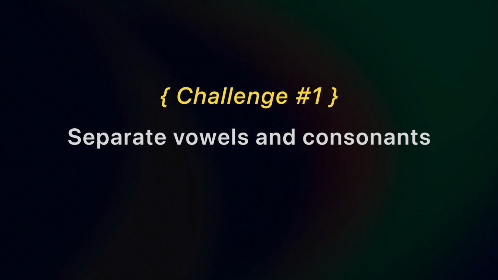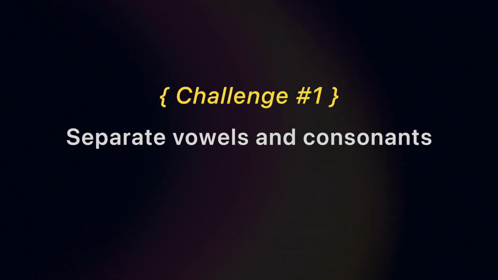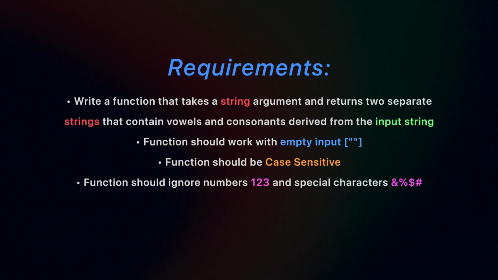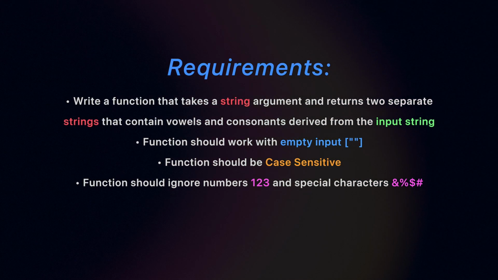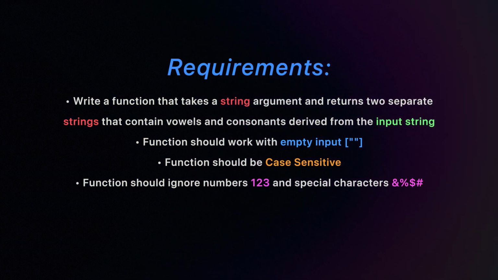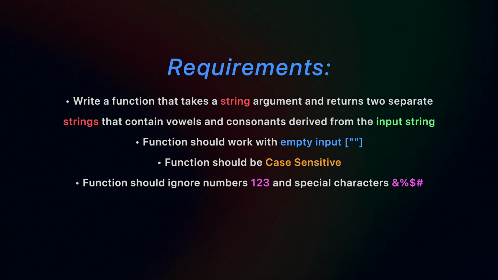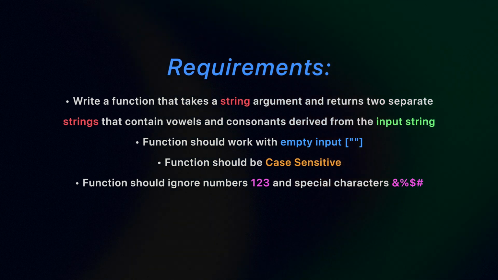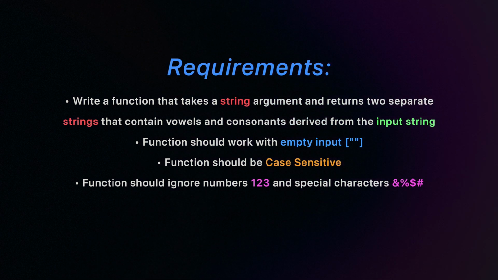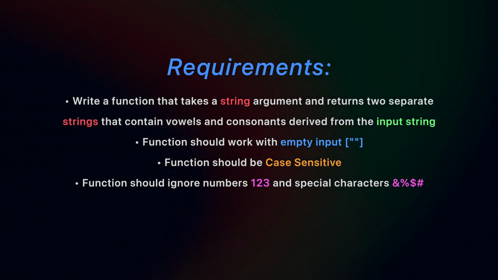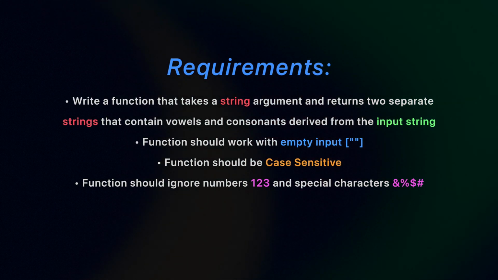Let's start with a challenge: separate vowels and consonants. First, the requirements. Write a function that takes a string argument and returns two separate strings that contain vowels and consonants derived from the input string. The function should work with empty input. The function should be case sensitive, and it should ignore numbers and special characters.